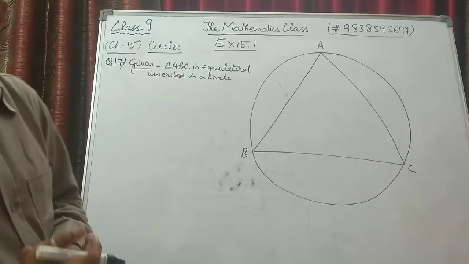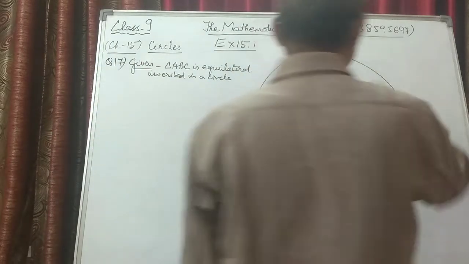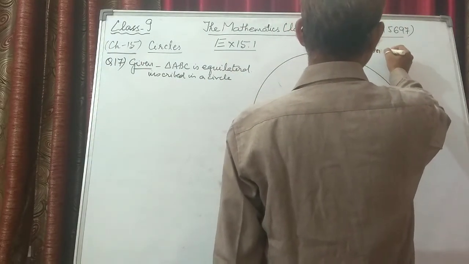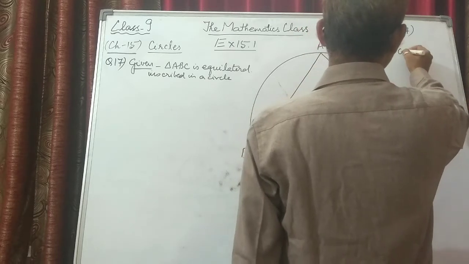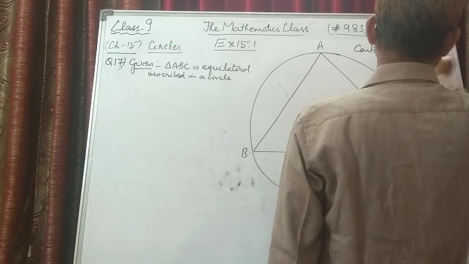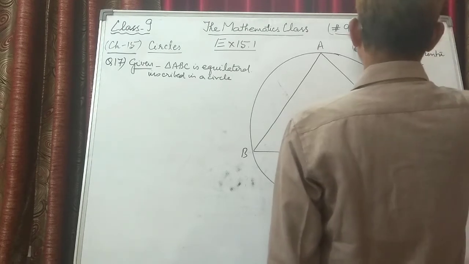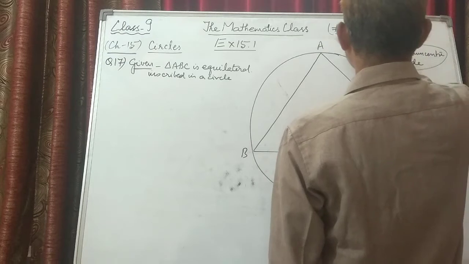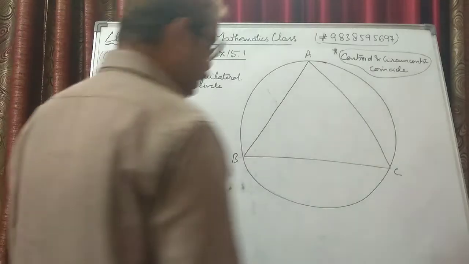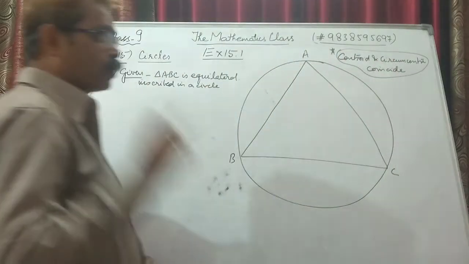Now what do they say? Prove that centroid and circumcenter. What we have to prove is that the centroid and circumcenter coincide. This is what we have to prove. This is very important. They say we have to prove that the centroid and circumcenter of the triangle coincide.